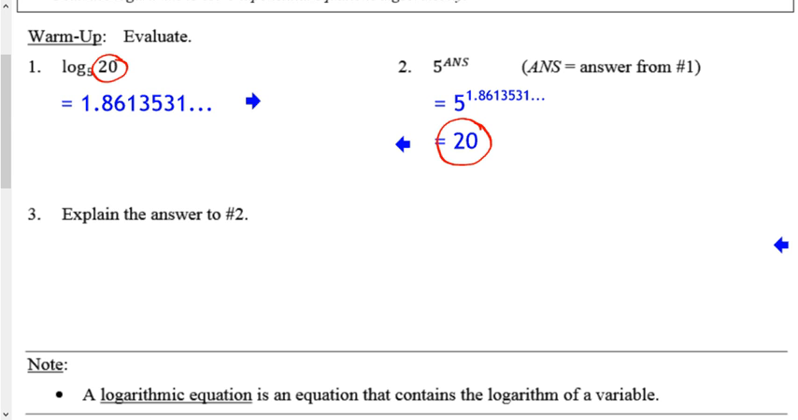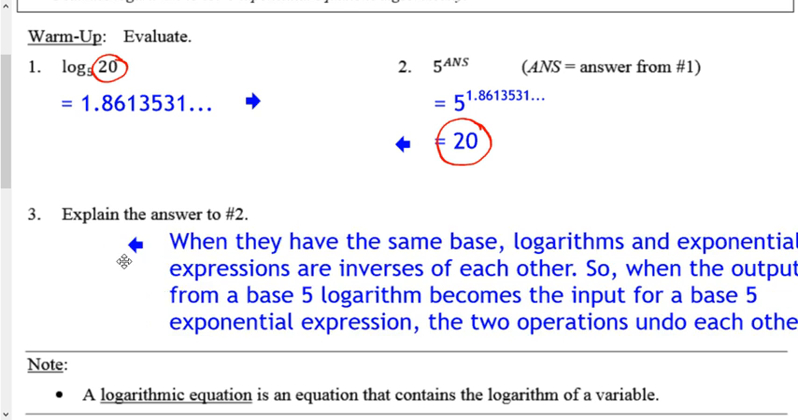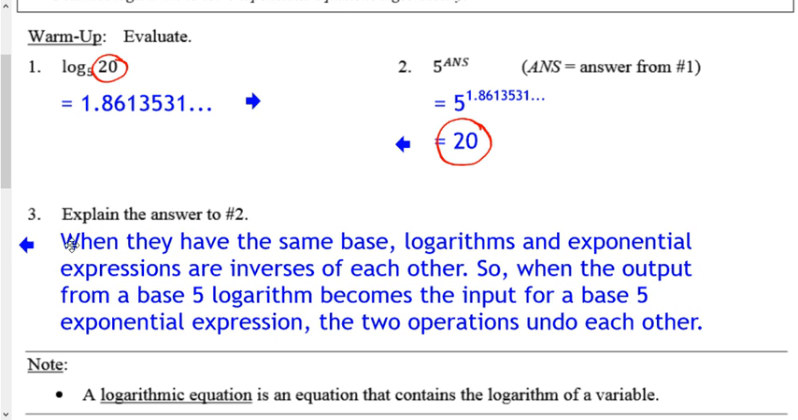Well, it's because these two operations are inverses. When they have the same base, logarithms and exponential expressions are inverses of each other. So when the output from the base 5 logarithm becomes the input for base 5 exponential expression, the two operations undo each other. And we've looked at that a number of times in previous questions and examples and explanations, but I just wanted to re-emphasize how these two inverses work together.